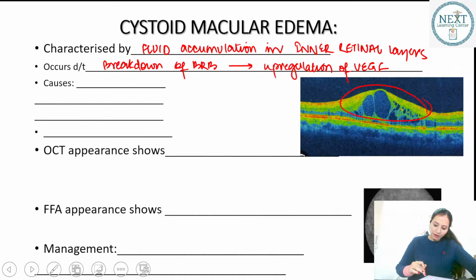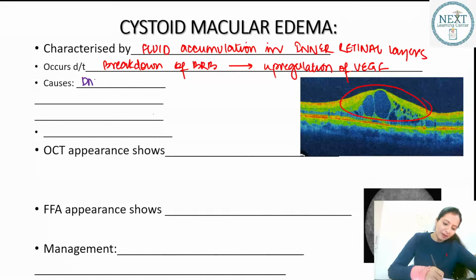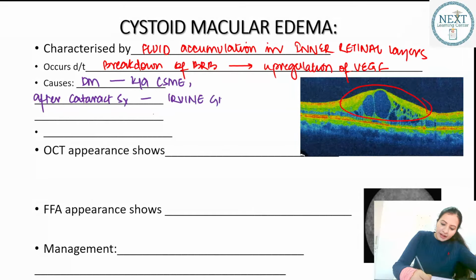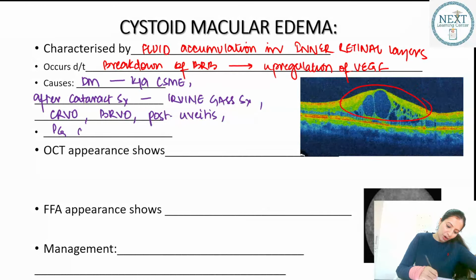Causes, very important. Causes include, it can occur in diabetes mellitus when it is known as clinically significant macular edema. It can occur after cataract surgery as a complication where you call it as Irvine Gas syndrome. Then it can occur in any venous occlusion such as central retinal vein occlusion, branch retinal vein occlusion. It is common in patients of posterior uveitis and the patients who are taking prostaglandin analogs for glaucoma.